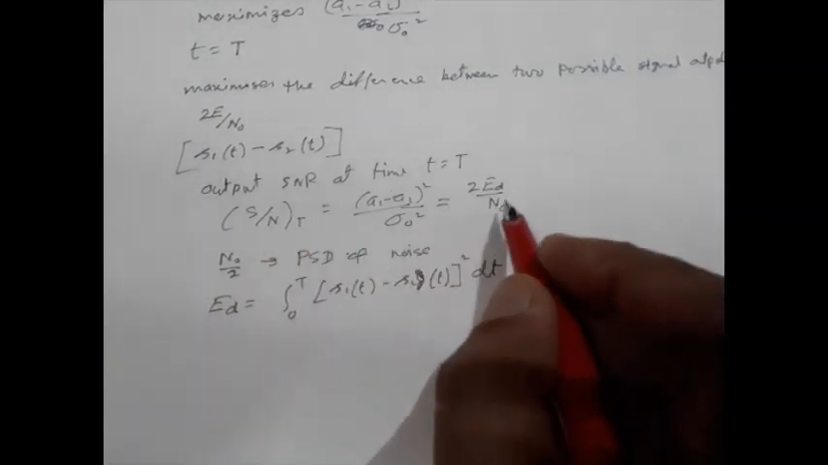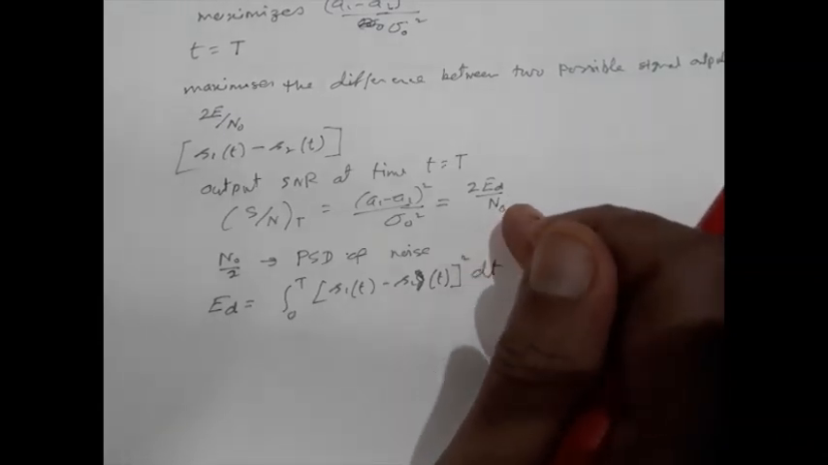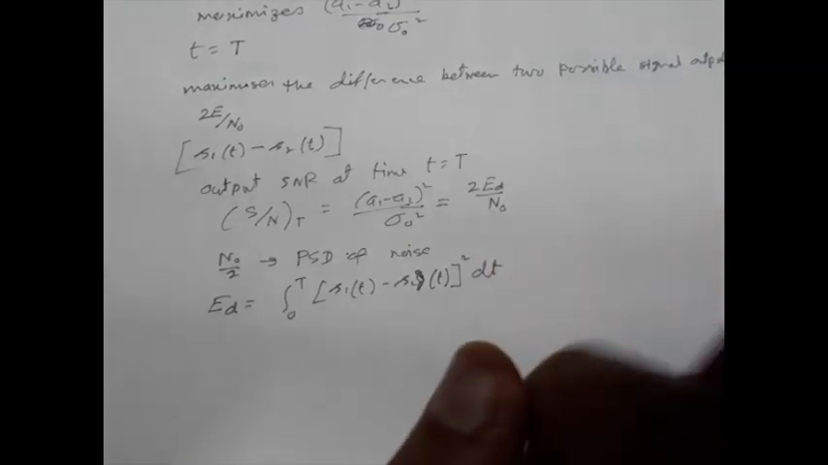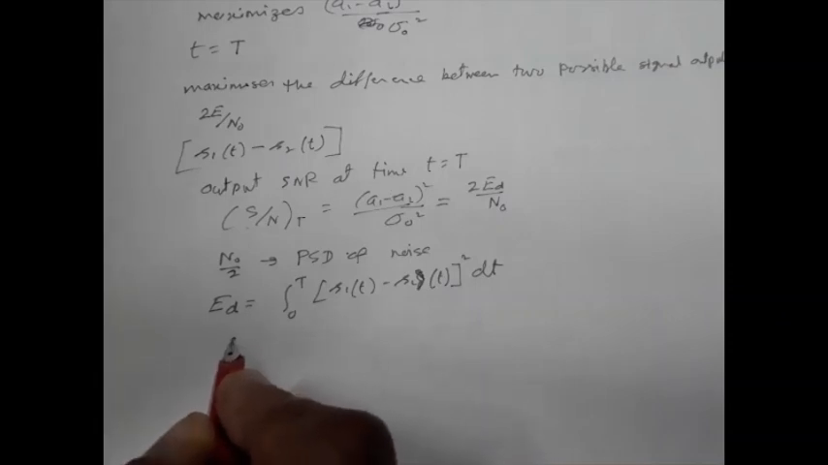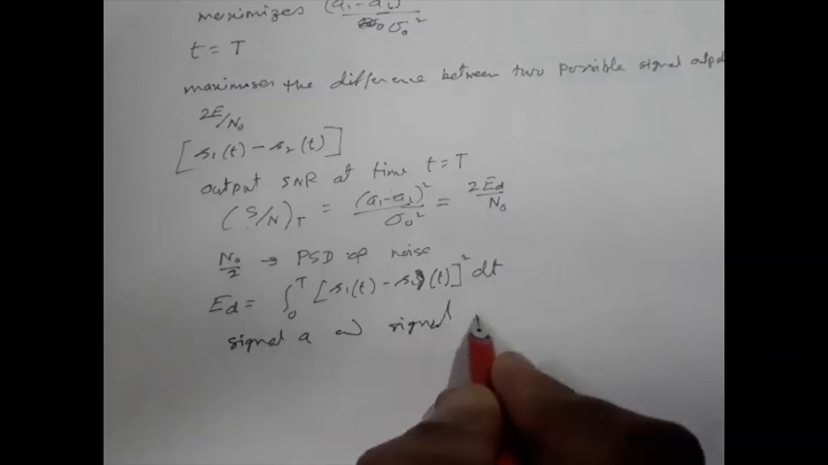This is the energy of the difference signal. If you observe this equation, SNR at t equal to 2ED by N0, it does not represent the SNR for any single transmission S1 or S2. This SNR yields a metric of signal difference for the filter output. By maximizing the output SNR, like here, the matched filter provides the maximum distance, normalized by noise obviously, between the two candidate outputs, signal A1 and signal A2.